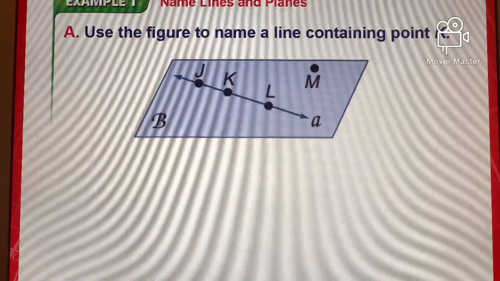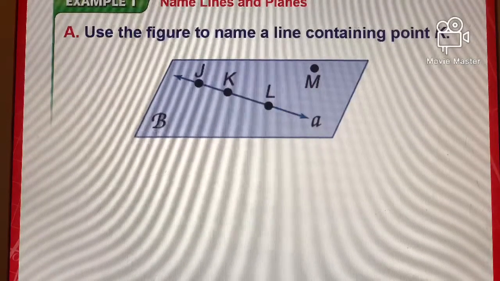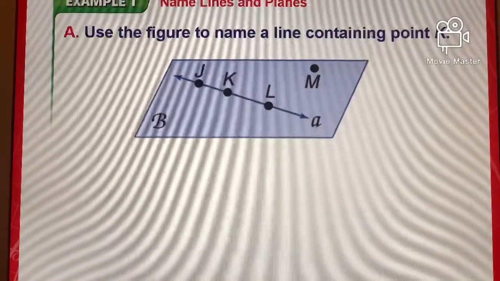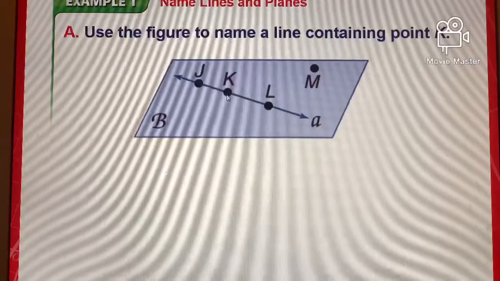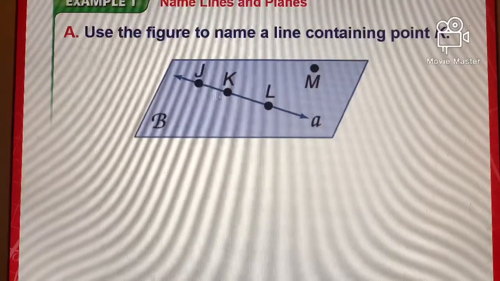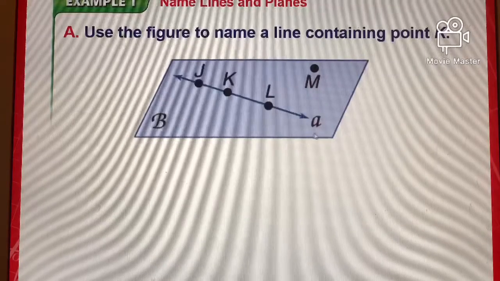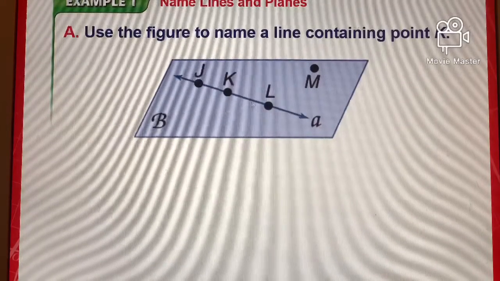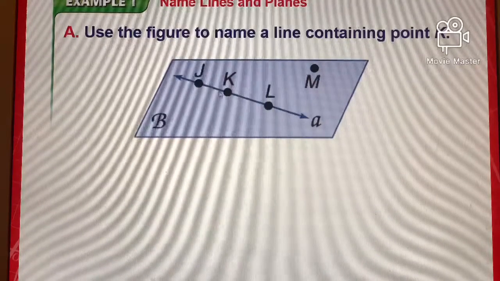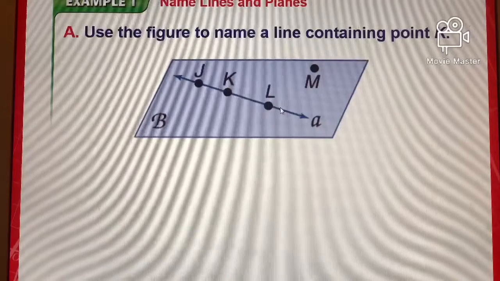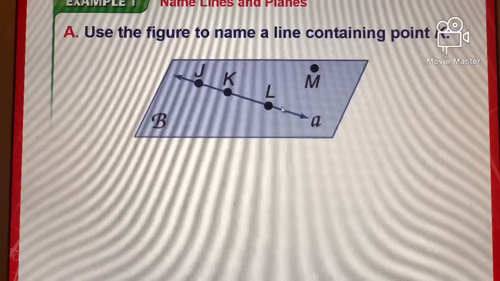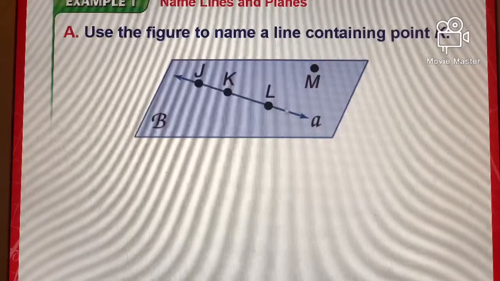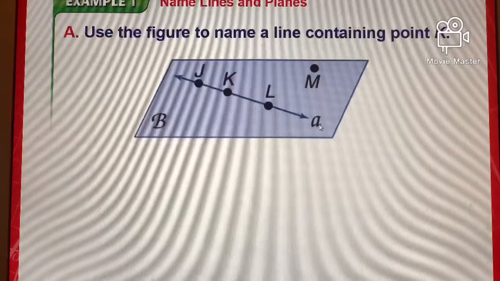So in this example, it says to use a figure. Use the figure to name the line containing point K. So when I look at point K, right here in the middle, I can either name this line with a lowercase script letter, like A, or I could take 2 of these letters on the line and name it that way. So this could be line JK. This could be line KL. We could even name it JL, because those are all on the same line. And finally, we could name it line A.